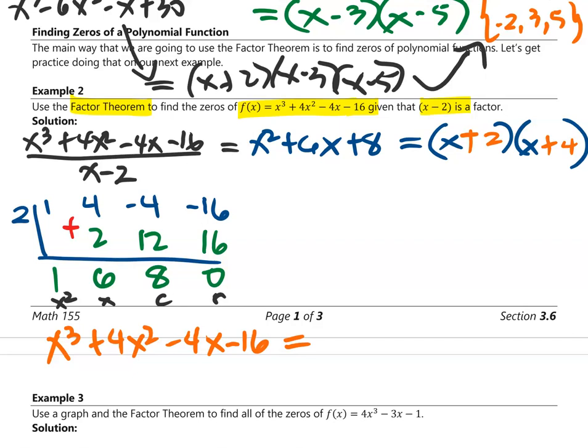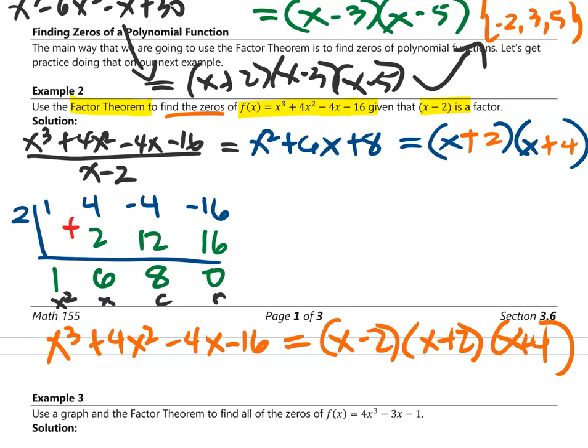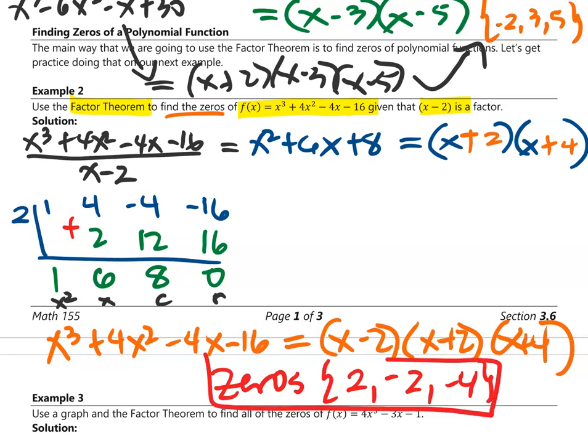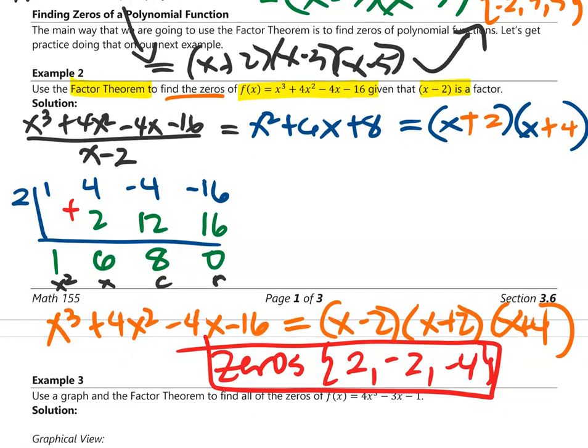The factors of this are x minus 2, x plus 2, and x plus 4. And find the zeros. So the zeros are: x minus 2, that's positive 2; x plus 2, negative 2; x plus 4, negative 4. So these are the zeros. After we get all the factors, that is by the factor theorem. Okay.